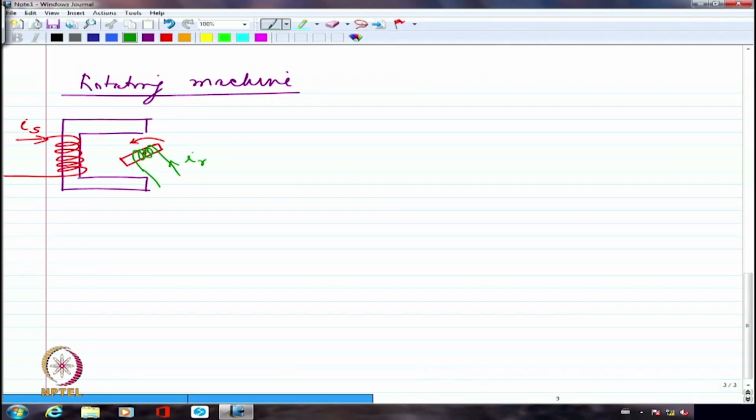And both of them are definitely going to interact with each other ultimately to produce the rotational motion. So that means the torque will in all probability be a function of both stator current and rotor current. The question was, why do you say there might be a current in the rotor? There is always a current in the rotor. It is not true. It need not be true, right?